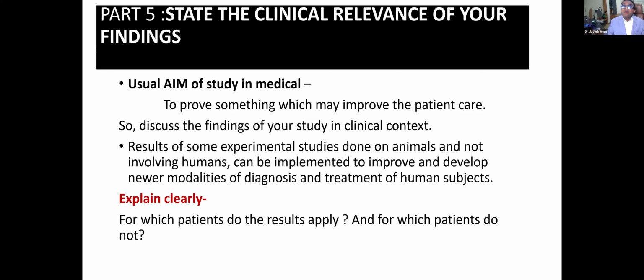So you need to find out the usual aim of the study in medicine, which is to prove something which may improve the patient's care. So discuss the findings of your study in clinical context. Results of some experimental studies done on animals and not involving humans can be implemented to improve and develop newer modalities of diagnosis and treatment of human subjects. Explain clearly for which patients the results apply and for which patients they do not.